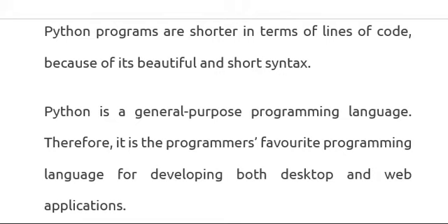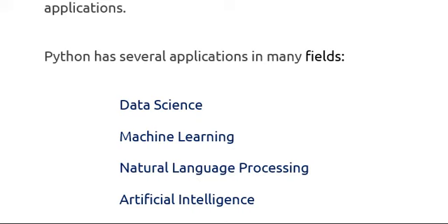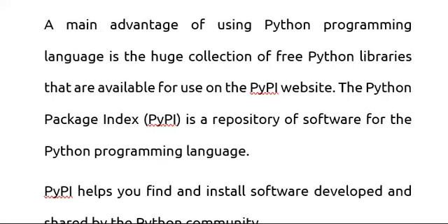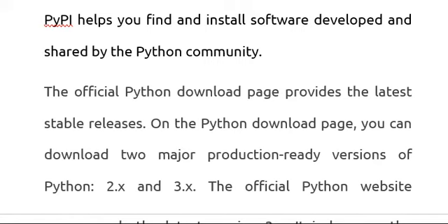Python has several applications in many fields: data science, machine learning, natural language processing, artificial intelligence. A main advantage of using the Python programming language is the huge collection of free Python libraries that are available for use on the PyPI website. The Python Package Index, PyPI, is a repository of software for the Python programming language. PyPI helps you find and install software developed and shared by the Python community.